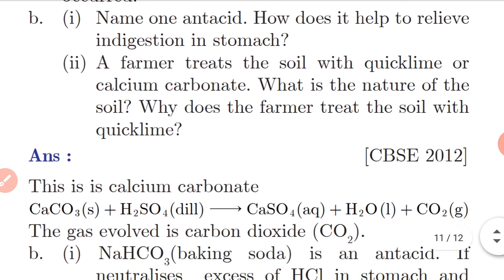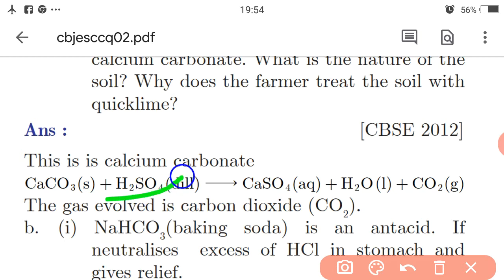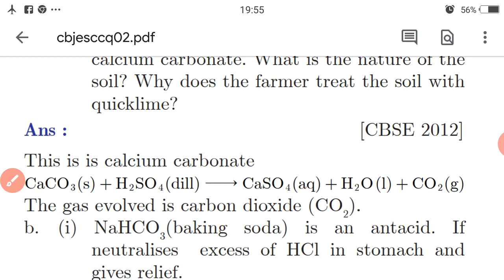Let's see the reaction. In the question we are given that the compound is reacting with H2SO4, and it is forming CaSO4. So from here we can find that the compound X will be CaCO3. It is also given that CO2 gas is evolving. So this is the required reaction for the answer. So here is the answer: the gas evolved is carbon dioxide.